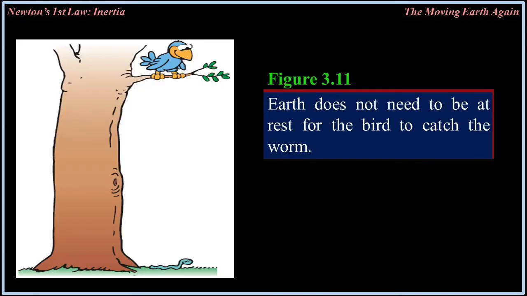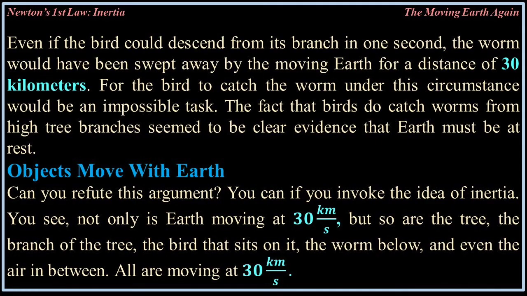Figure 3.11. Earth does not need to be at rest for the bird to catch the worm, because everybody is moving at the same speed: the Earth, the bird, the worm, the air, the tree. Even if the bird could descend from the branch in 1 second, the worm would have been swept away by the moving Earth for a distance of 30 kilometers. For the bird to catch the worm under the circumstance would be an impossible task.